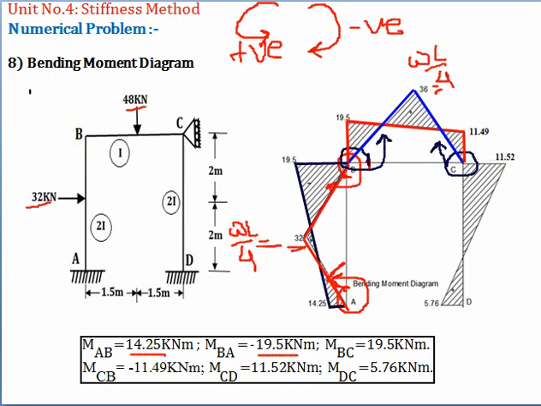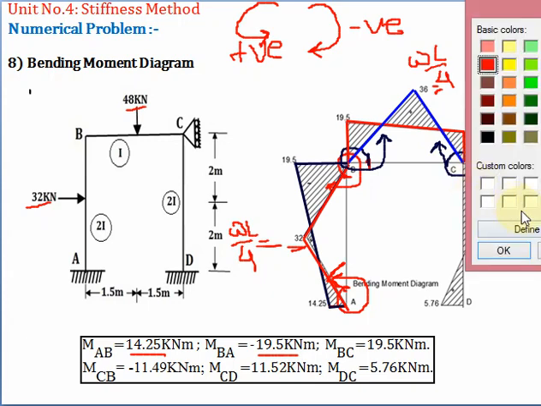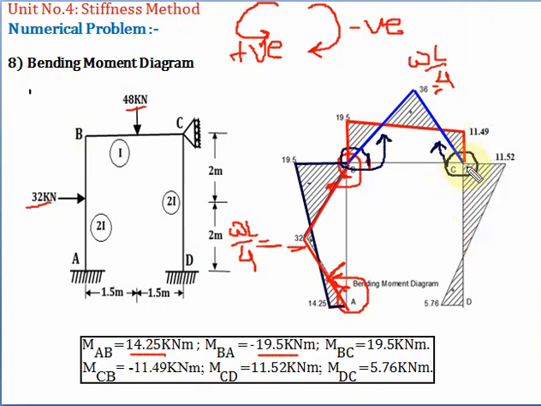Now next, the moment in member CD. What is the moment in member CD? It is plus 11.52. Plus means anti-clockwise. Now I'll rotate the joint C in anti-clockwise direction. Sorry, I have rotated it in clockwise. So I rotate the joint C in anti-clockwise direction, and it should cut the line CD once.